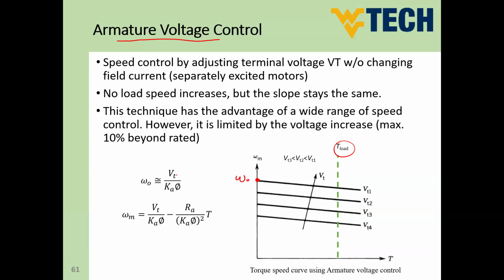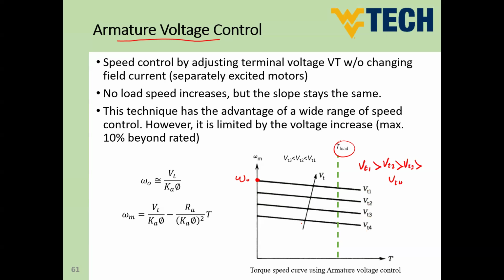So if we are going to change V terminal, for sure, the value of omega naught will be changed as well. For instance, the direction of voltage increase is this direction, guys. So this is VT1, VT2, VT3, VT4. I can say that VT1 is greater than VT2, which is greater than VT3, which is greater than VT4.